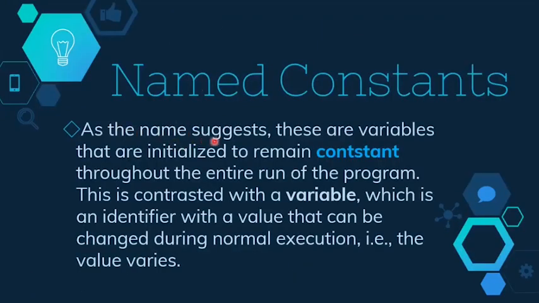As the name suggests, named constants are variables that are initialized to remain constant throughout the entire run of the program. When associated with an identifier, a constant is said to be named, although the terms constant and named constant are often used interchangeably. This is contrasted with a variable, which we all know is an identifier with a value that can be changed during normal execution, i.e., the value varies.